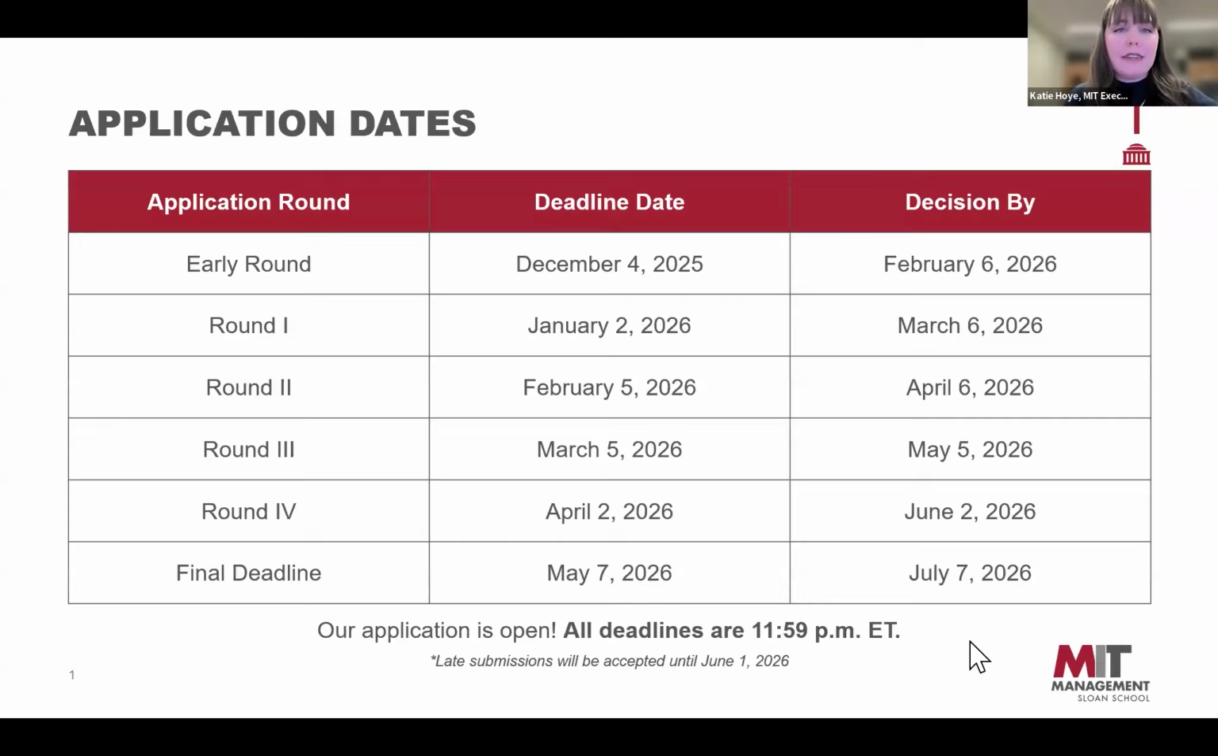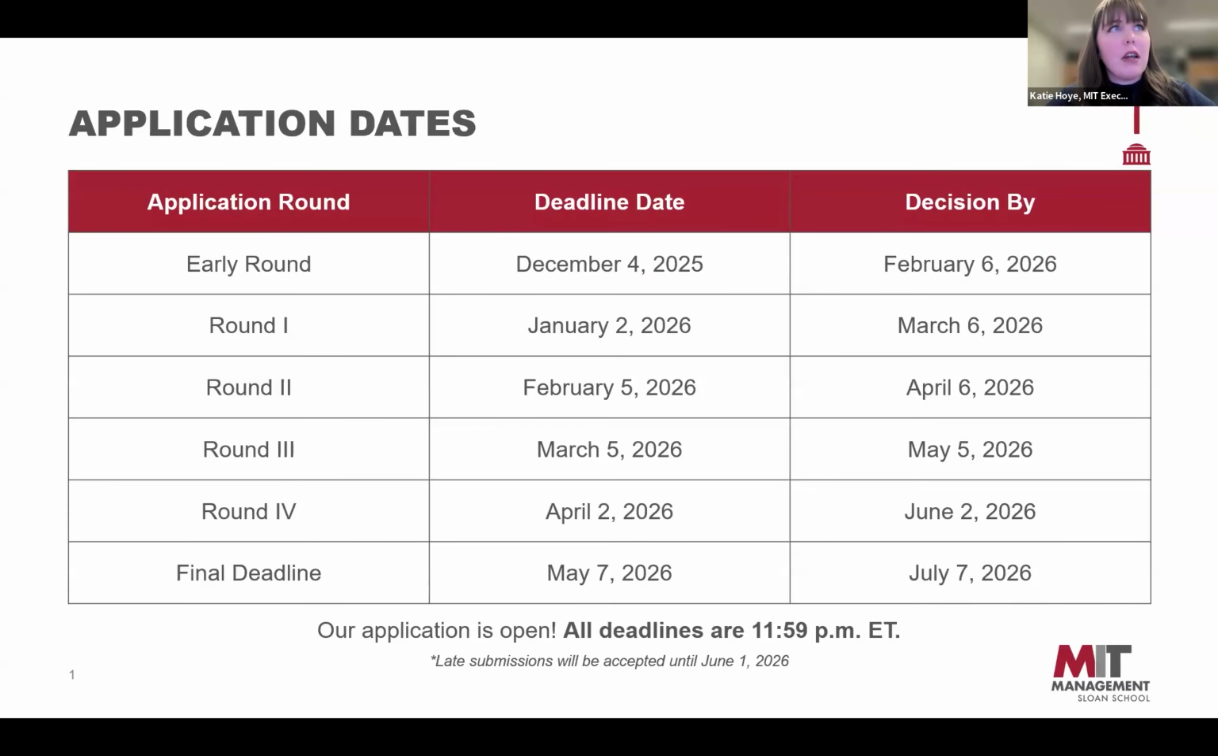We hope that this session gave you a meaningful look into the MIT Executive MBA experience and the world-class faculty that you'll learn from here at Sloan. If today sparked your interest in the MIT Executive MBA, just a quick reminder that our application is open and the first deadline is on December 4th. So it's coming up in a few weeks. And you are guaranteed to have a decision by February 6th.